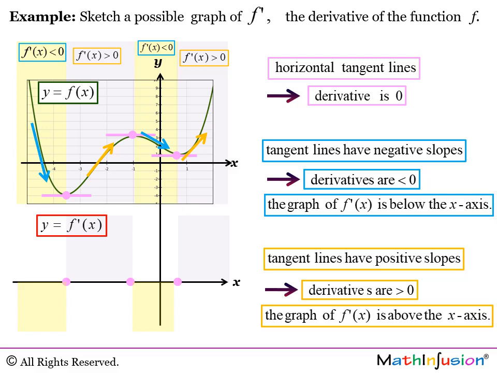Now we are going to connect the dots in the appropriate zones, and we are going to get the graph of the derivative of the function f(x). This is only a possible graph because we don't have the exact numbers.